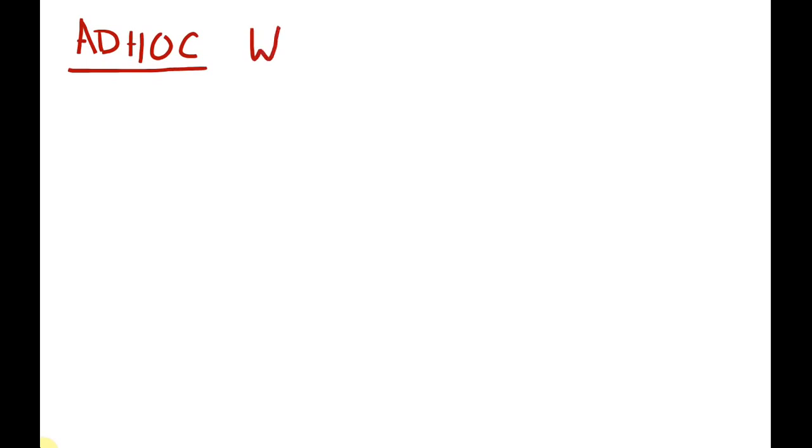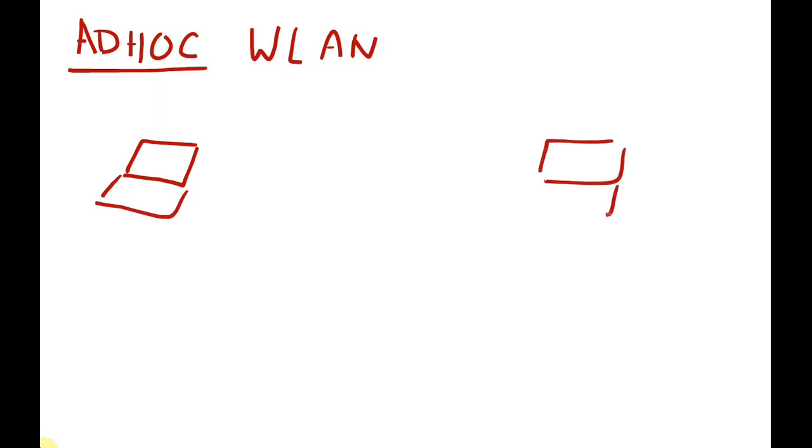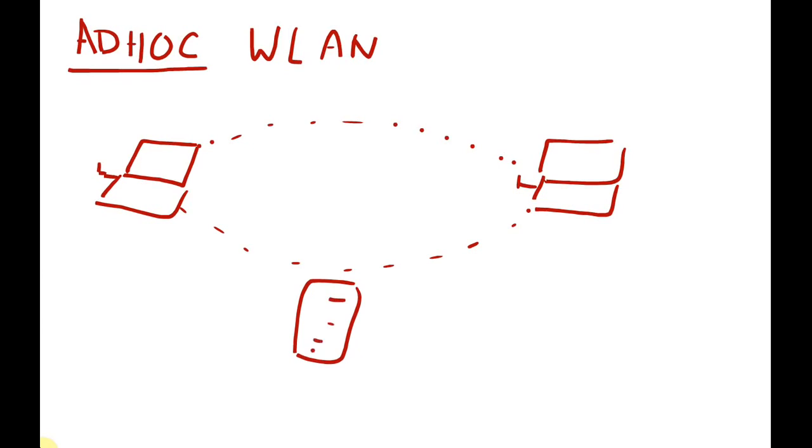So ad hoc wireless LANs are those LANs which do not require any router or access point. You just need two laptops with wireless cards, and you can establish your ad hoc networks through Windows networking. So you just need to select ad hoc networks and establish the connection between two or more devices, and you are ready to go.